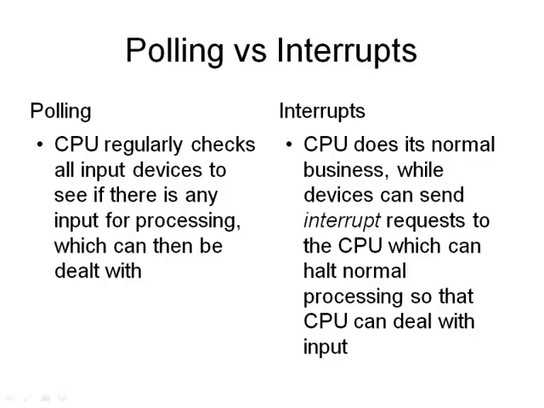With polling, we have a system whereby the CPU regularly checks all of the input devices to see if any of them have some data that the CPU needs to process. With an interrupt, the CPU goes about its normal business running a program, and when a device sends an interrupt signal, the CPU has to halt its normal processing and deal with the input.